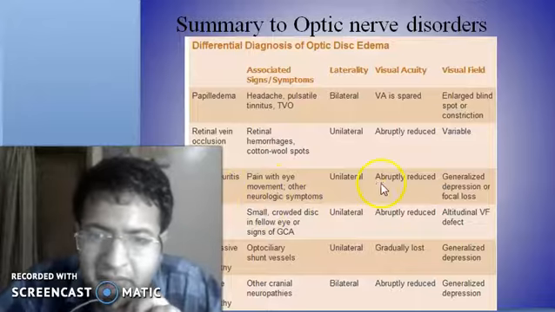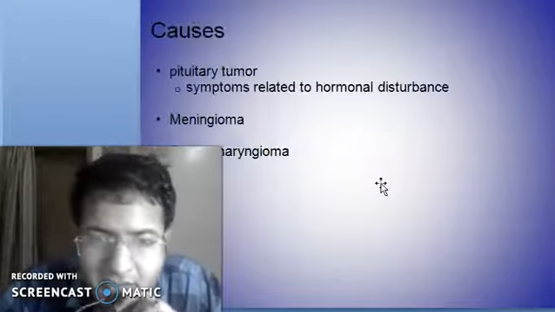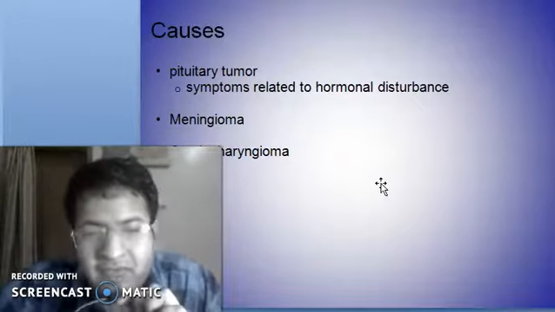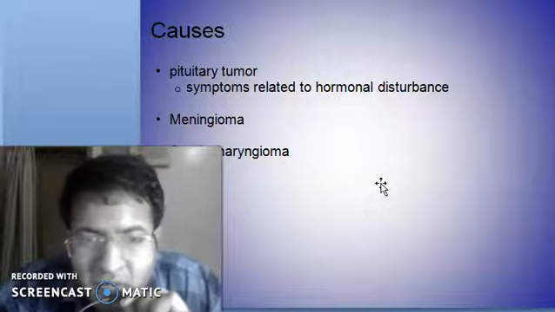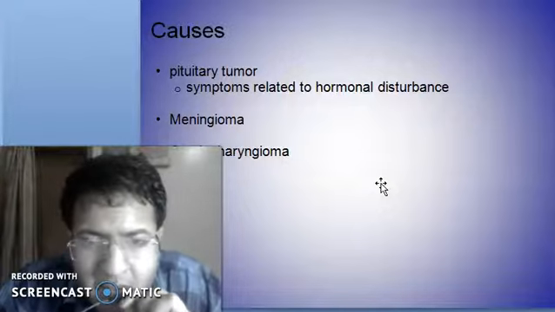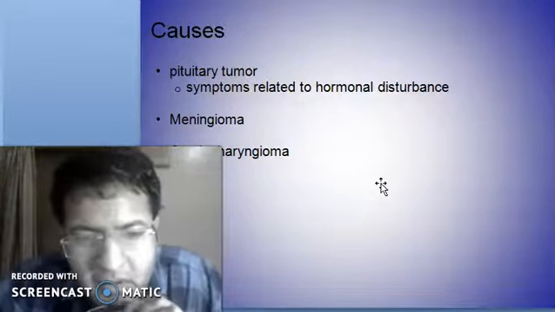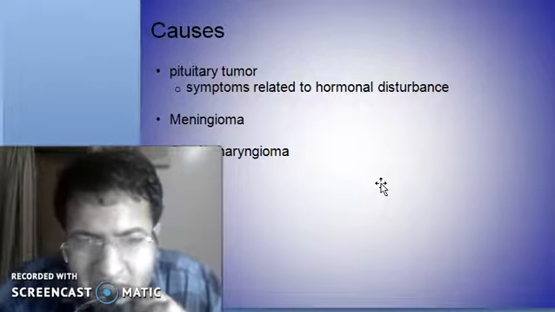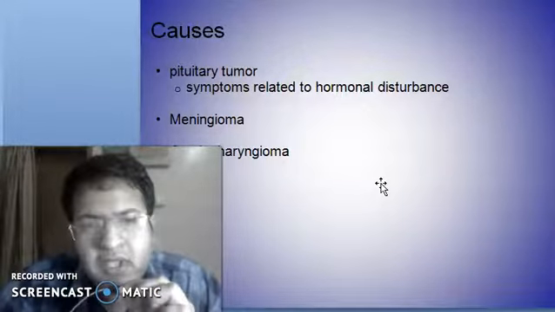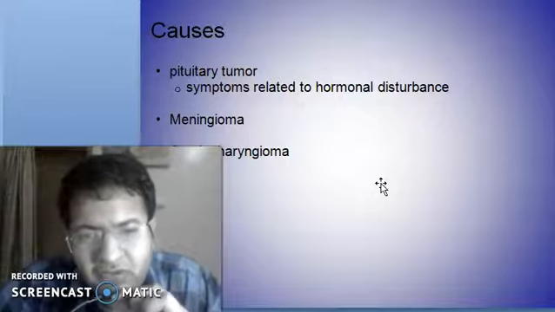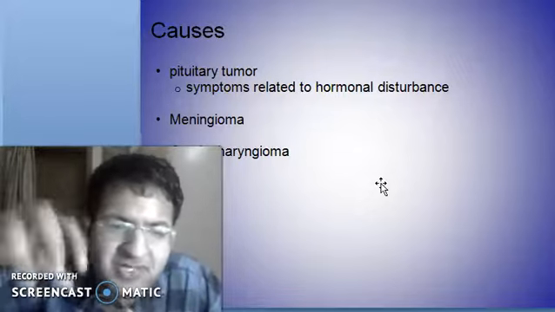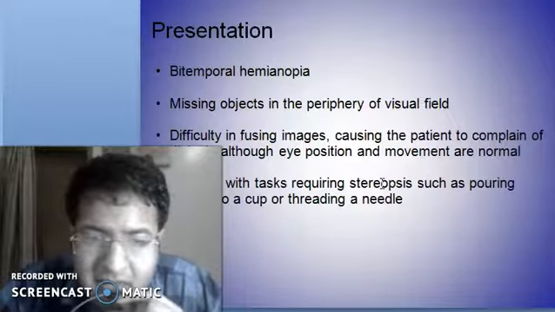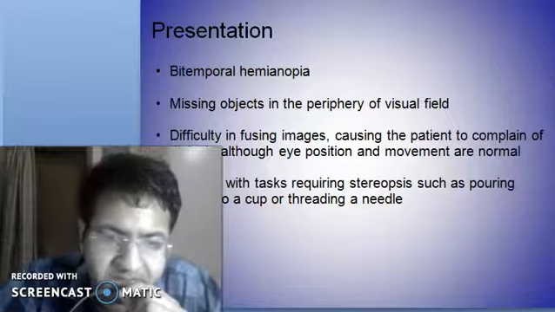Next we come across the optic chiasma. When is the optic chiasma involved in neuroophthalmology? Any pituitary tumors, and how do we diagnose pituitary tumors? Because symptoms related to the hormone disturbance will appear. Meningiomas or craniopharyngioma will cause compression on the optic chiasma and involve the optic chiasma.